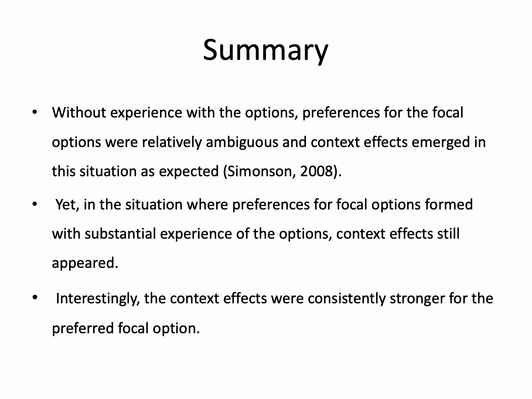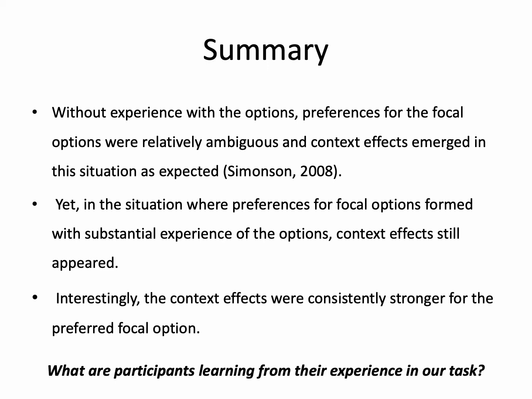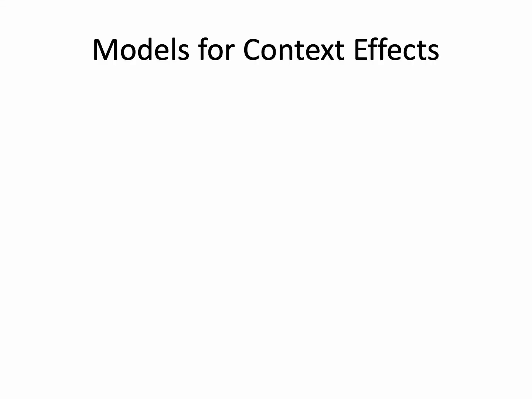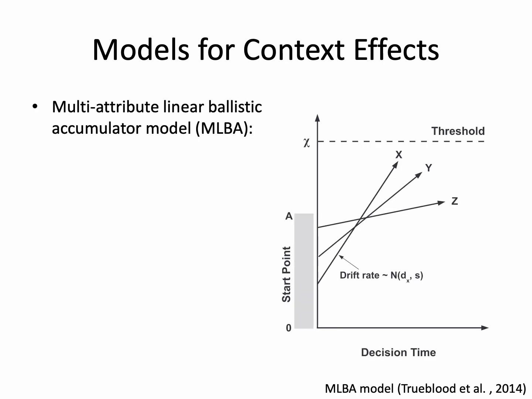These findings raise a question of what participants are learning from the experience in our task. We propose that participants might be learning attribute-specific preferences corresponding to attribute weight parameters in computational models of context effects. Most computational models of context effects incorporate attribute or attention weights that reflect the subjective importance of different attributes. For instance, in the multi-attribute linear ballistic accumulator model, different options are represented by independent accumulators that race towards a decision threshold. The accumulator reaching the threshold first results in a choice of a corresponding option.